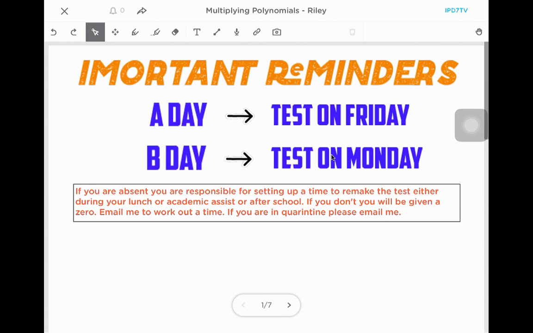I just wanted to go over an important reminder that this Friday, if you are one of my A-Day kids, you have a test. This is going to be a test over pretty much everything we've covered: the distributive property, combining like terms, adding and subtracting polynomials, and multiplying polynomials. So it's going to be a little bit of everything.